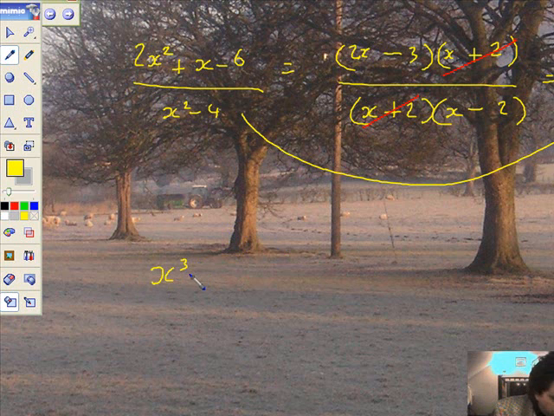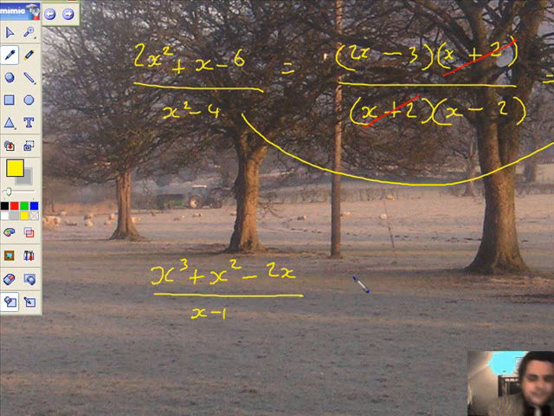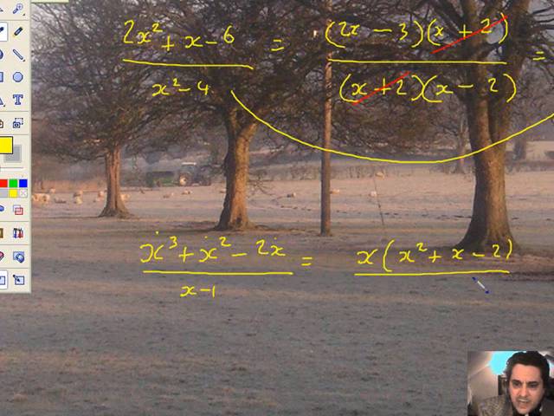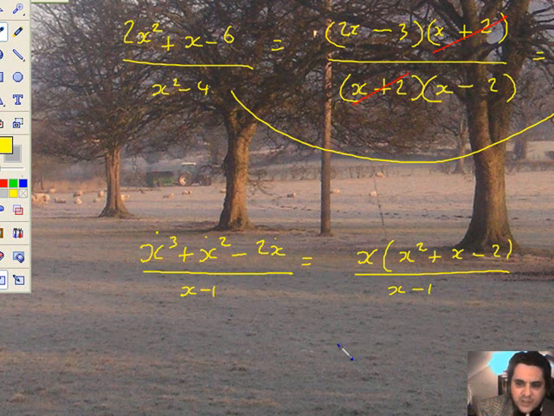X cubed, oh dear, that's not quadratic. That's cubic. X squared minus 2x. Oh look, that's a bit crafty. X minus 1. Now, factorise the top bit. What have I got? I can take an x out of all of them. So I'm going to factorise completely. Remember, take an x out, what's left? X squared plus x minus 2, and divide that by x minus 1.